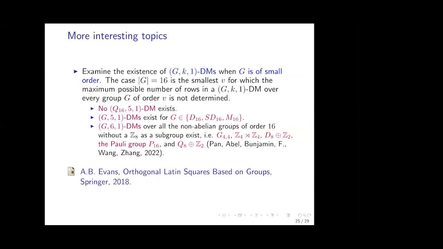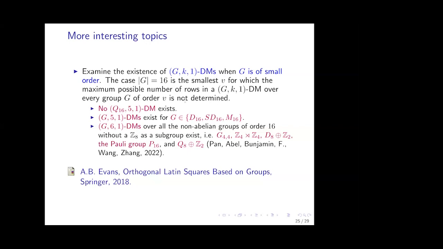Anyway, another interesting question is to do some computer work. I believe it will need some clever search method to find the largest possible number of rows for a small group G.